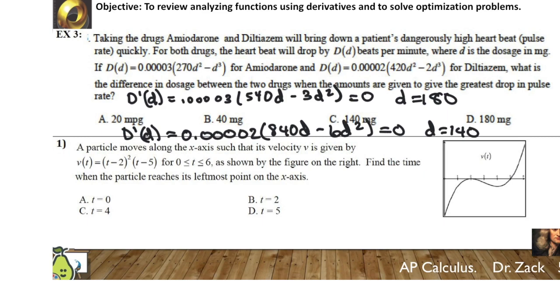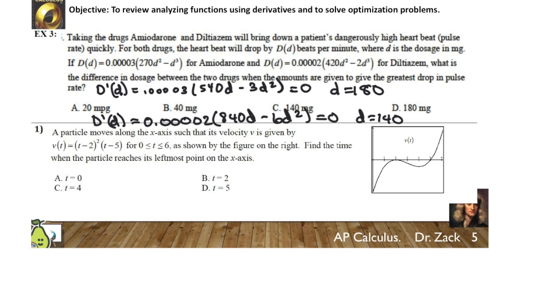For example 3, even though the problem looks complex, the calculus behind it is fairly straightforward. Find the derivative of each one of your equations and then make certain you do that extra step to subtract the difference in the dosages. Okay, you have 4 questions that I want you to try. Turn off the video, give these some good practice time, and then check your answers once you're finished.